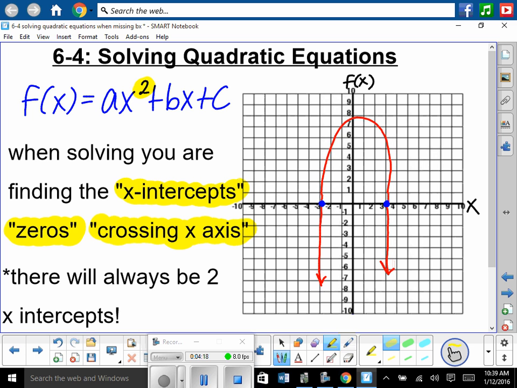How many solutions am I going to have? 1. So once again, does everybody understand? Because it's quadratic, there will be two solutions every time. Okay, awesome. Yes? Okay, you're saying the two solutions are based off the x-intercepts.